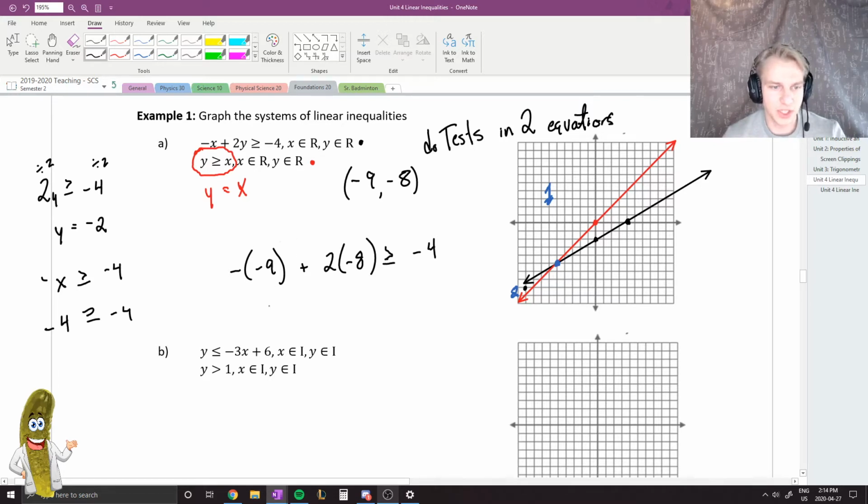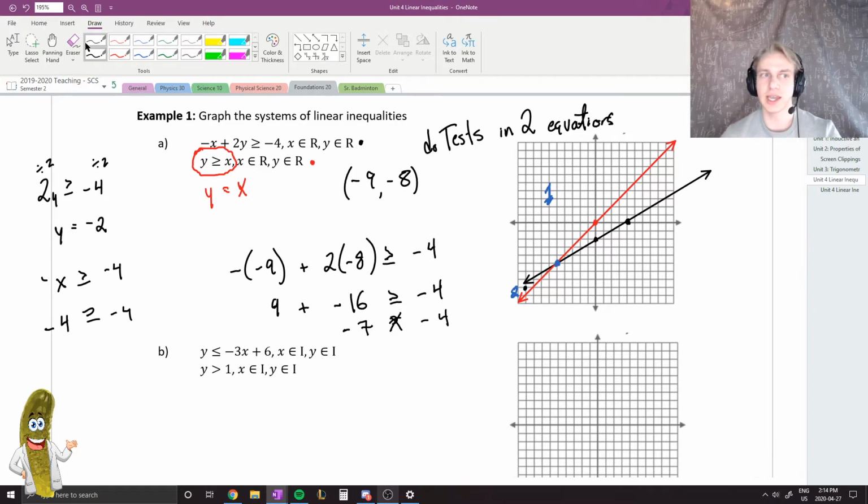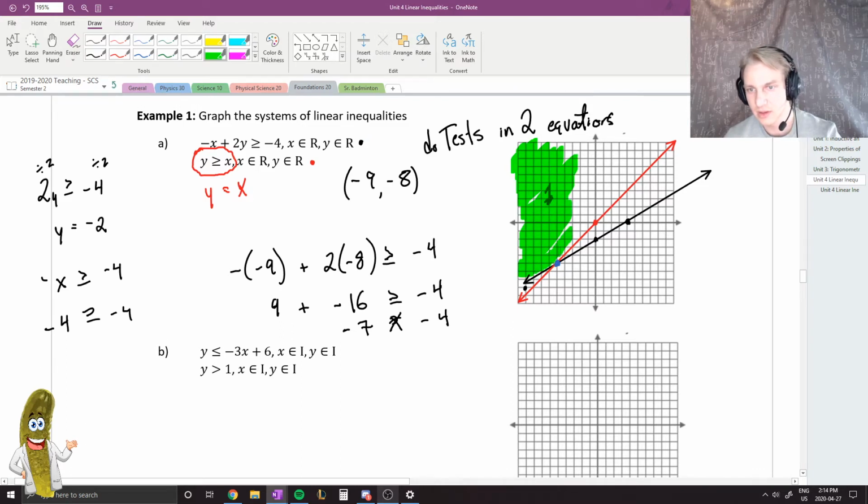So we have negative 9, and the negative of a negative turns into a positive 9. This turns into negative 16. We want to check if that's greater than or equal to negative 4. As it turns out, negative 7 is not greater than or equal to negative 4. So our solution cannot fall within region 2. We've already confirmed that because that black point did not work for this equation. So we know it will fall all within this first region, and we can shade in everything above the point of intersection and also above this red line here.